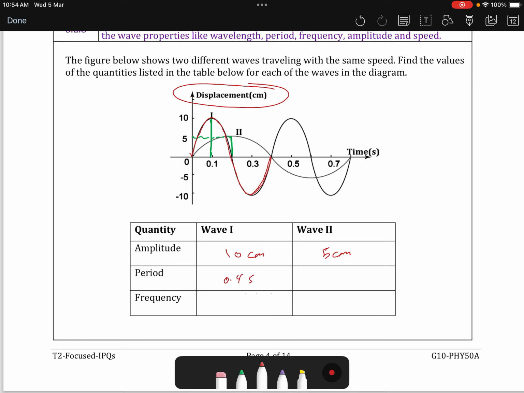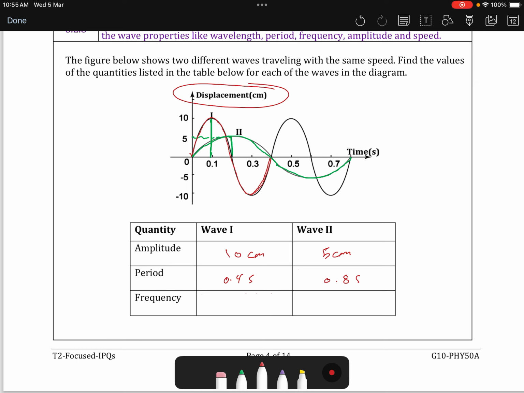What about the second wave? The second wave starts here at 0. Okay. This is one wave. So to complete one wave, we need 0.8 seconds for the second wave.